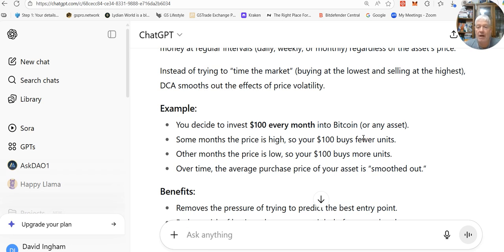Some months the price is high, so your $100 buys you fewer units. Other months the price is low, so your $100 buys you more units. And over time, the average purchase price of your assets is smoothed out. So it's very, very powerful, dollar cost averaging, right?